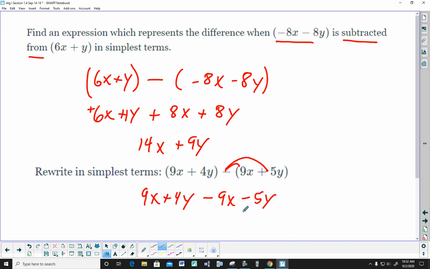Okay? Now combine like terms. 9x minus 9x, those cancel out, and you have 4y. This symbol applies to that one, so it's this one here. 4y minus 5y is minus 1y. You can either write minus 1y or you can write minus y. Same thing, the coefficient there is a 1. You can either write it or not write it. Okay?